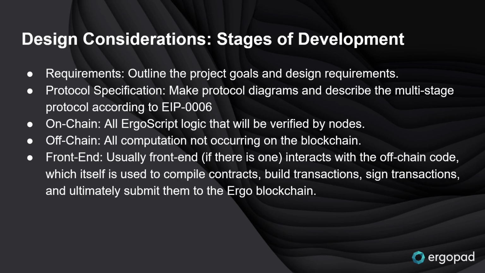So what are some common stages of development? Obviously there's your requirements, where you outline all your project goals and design needs. The protocol specification, so you try to outline your protocol so you can explain it to yourself and other people. There's the on-chain code, that's all the Ergoscript logic that gets verified. And then there's the off-chain code, which is all the computation that doesn't occur on the blockchain. And then the front end, usually, if you have one, that interacts with your off-chain code somehow.